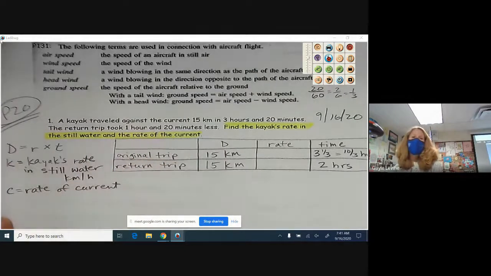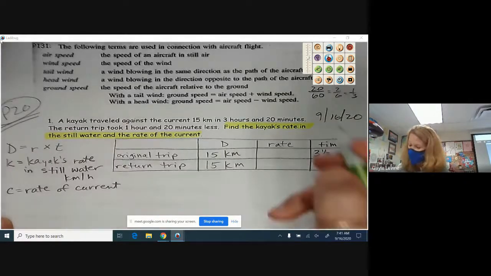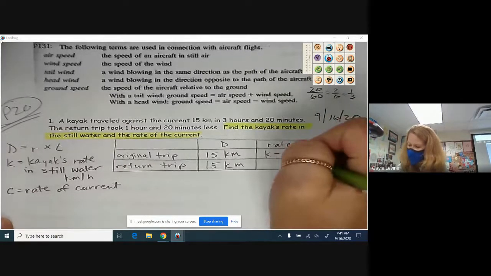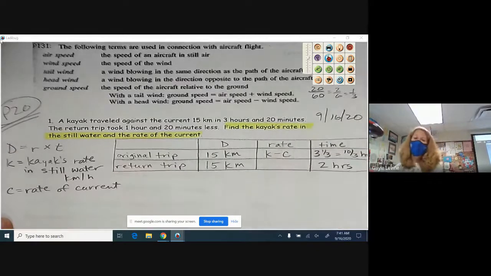Okay, and now the original trip, you were going against the current. So that's going to take longer, so you're going to go slower. So you're going to subtract the current, whereas the return trip went a lot faster. So you're moving together, so the current is going to be added.